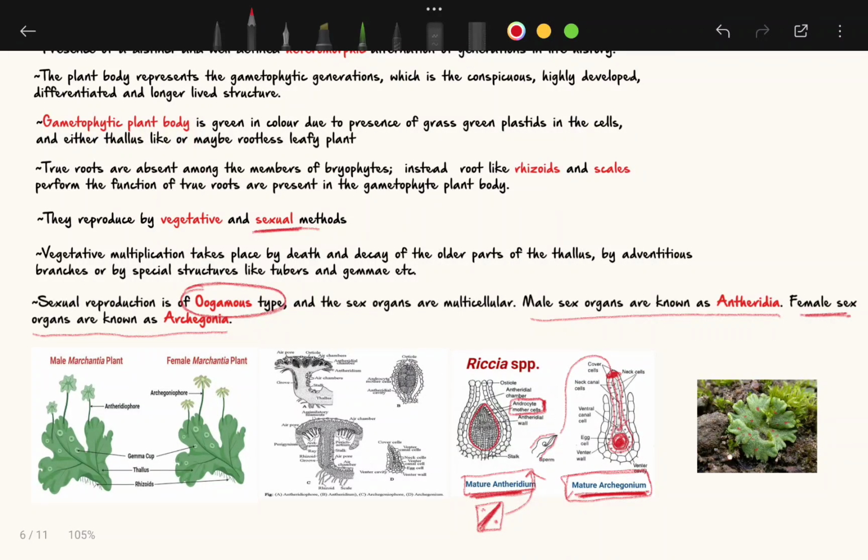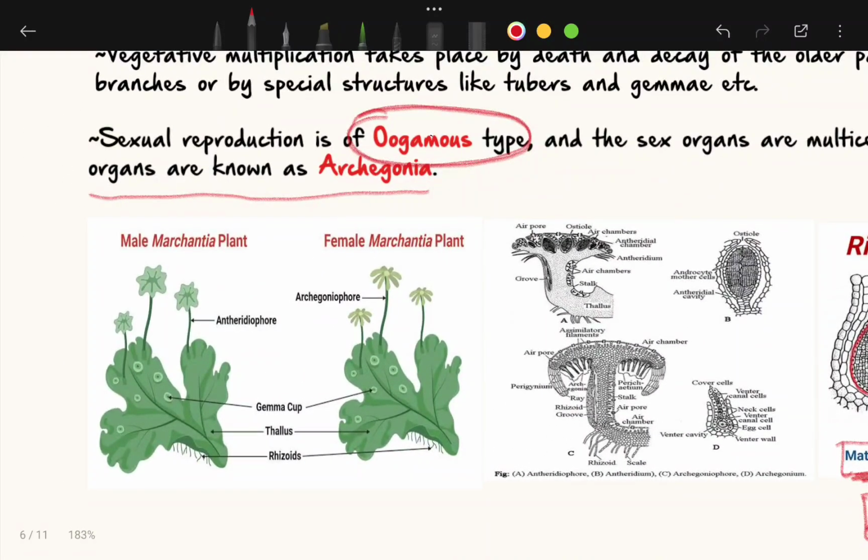But in the case of Marchantia, you'll find that there are some special structures present on the plant body itself. They produce special structures known as antheridiophore, and also a special structure known as archegoniophore. If we take a vertical section of the antheridiophore, you'll find a structure something like this. If we take a section of the archegoniophore, you'll find a structure like this.